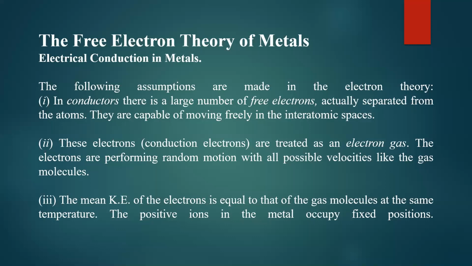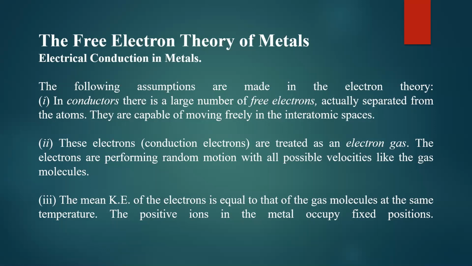Those electrons will move in the presence of an electric field. When an electric field is applied, those electrons get accelerated in the direction opposite to the direction of the applied field, which we have seen in the previous class. These electrons are called conduction electrons and are treated as an electron gas, moving just like the gas molecules in a gas sample.